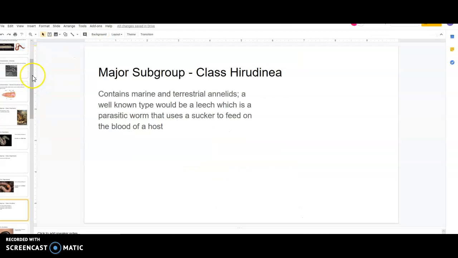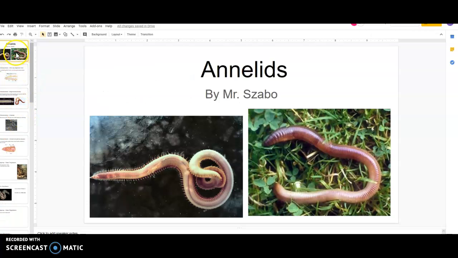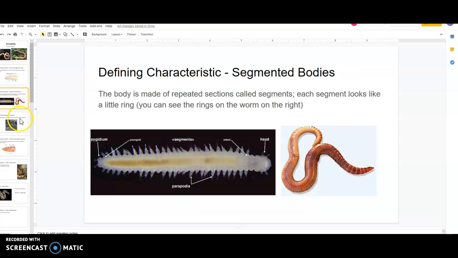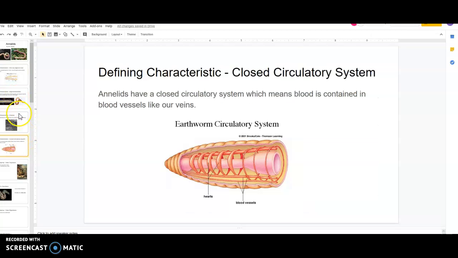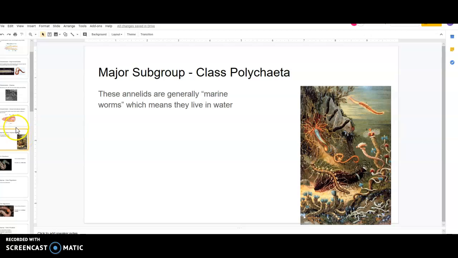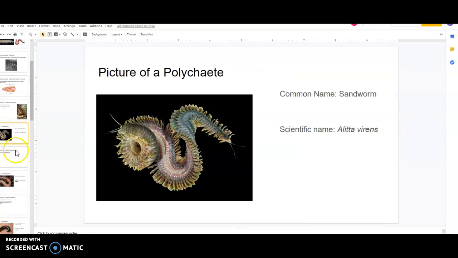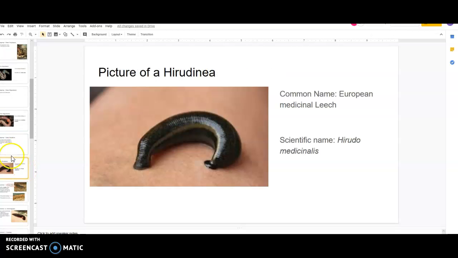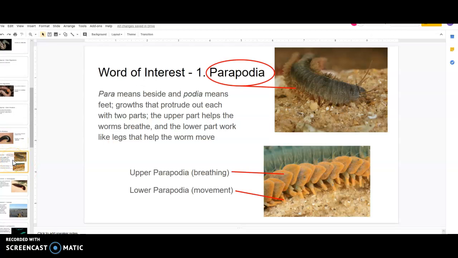Remember, I was working on annelids here. Okay, yesterday we did the defining characteristics. I did the 3 major groups, showed you a picture. Okay, and from yesterday I got this word, parapodia, which I think I found on Wikipedia. I saw it and didn't know what it meant.